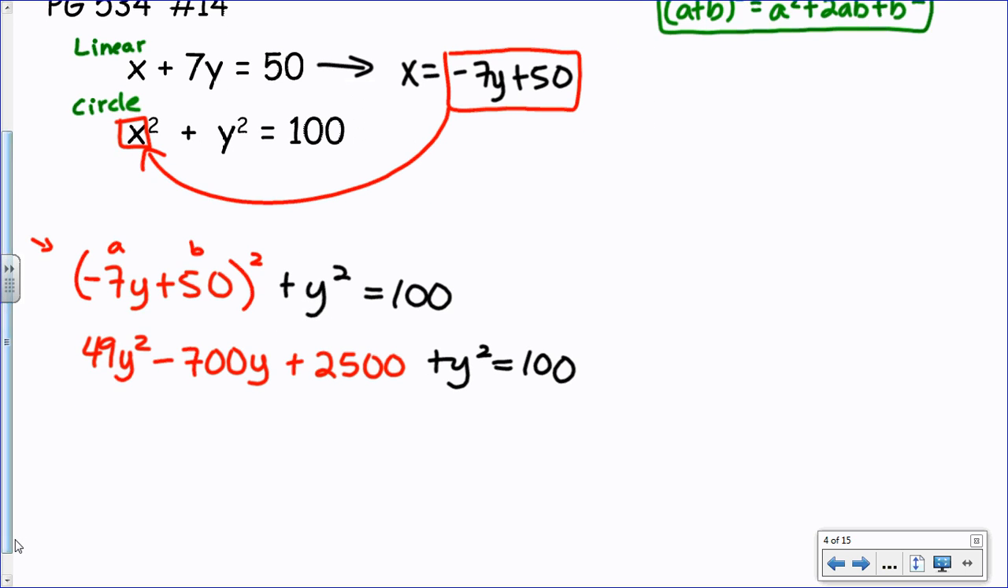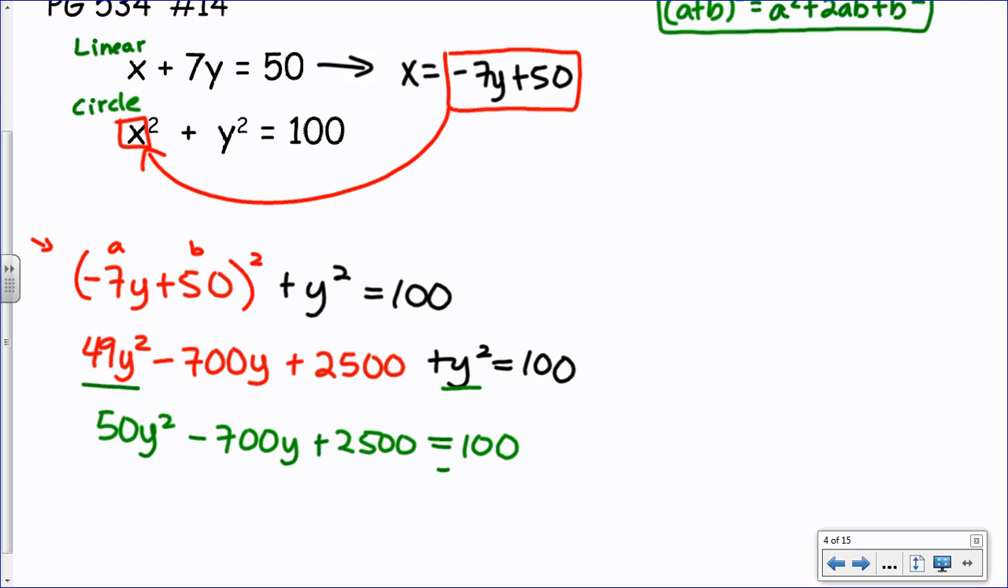Let's combine our like terms. So that gives me 50y squared and then minus 700y, plus 2500 equals 100. Now the equation is quadratic because I just have one term that's squared, just the y. So to solve a quadratic, we want one side equal to 0 and then factor or use the quadratic formula. So I'm going to subtract the 100.